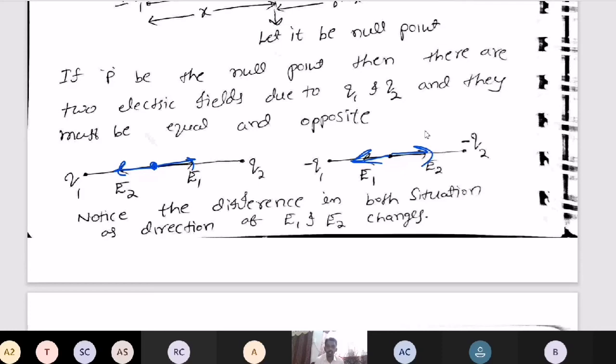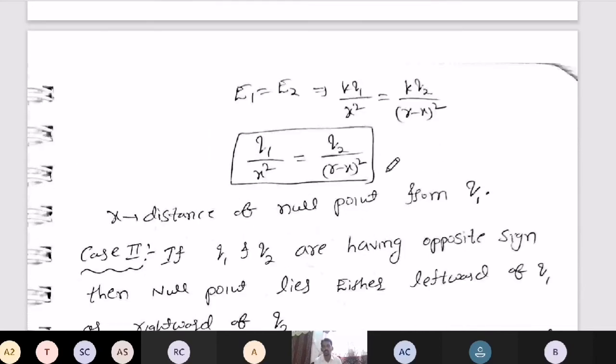If their magnitudes are equal, such that if you adjust the distance x, then the resultant field will become 0. So if you take that condition E1 equal to E2, what condition will come? Q1 by x square equal to Q2 by r minus x square. That is the condition to obtain the null point between two like charges separated by a distance r, where x is the distance of the null point from Q1. Such kind of questions they can ask you.